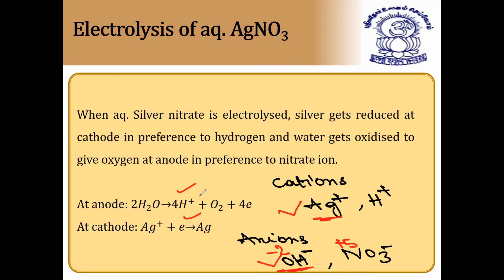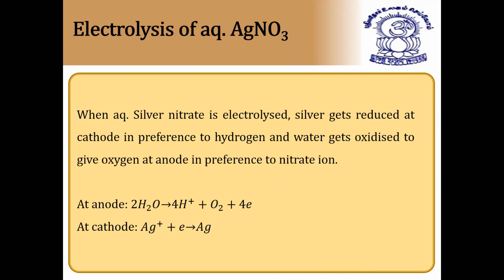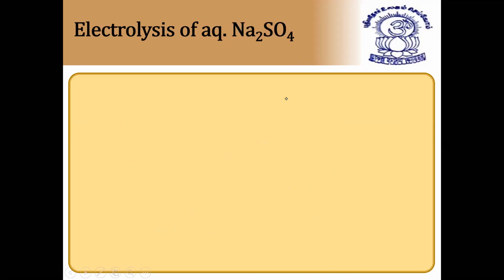So it is clear now, very, very important, because this type of question they'll ask in the examination. What is the product at the cathode? What is the product at the anode? Now the electrolysis of aqueous sodium sulfate.